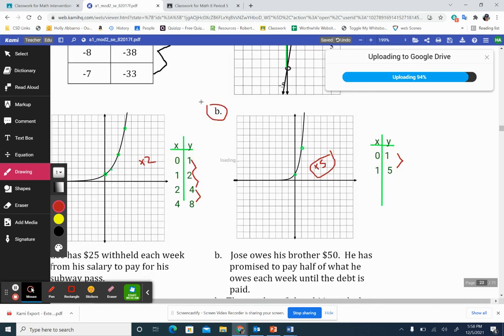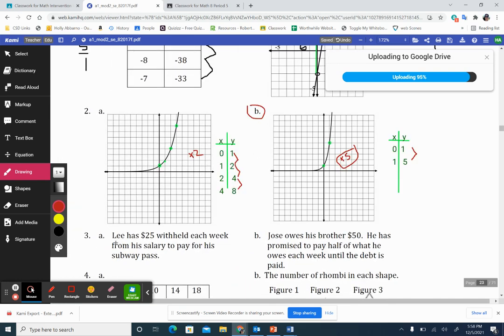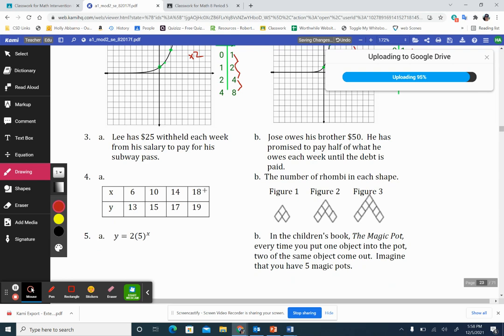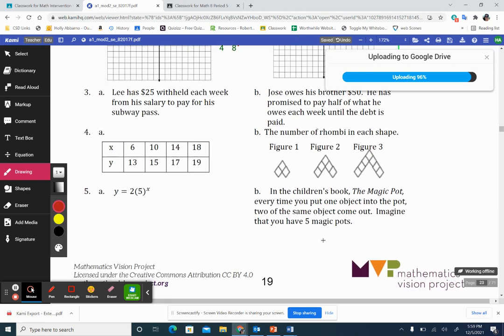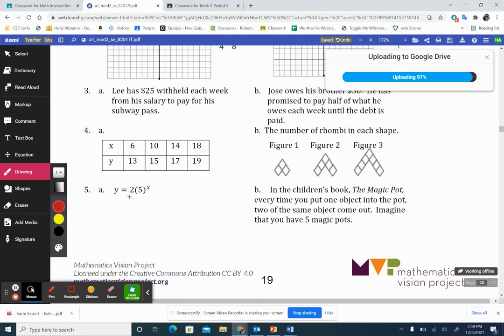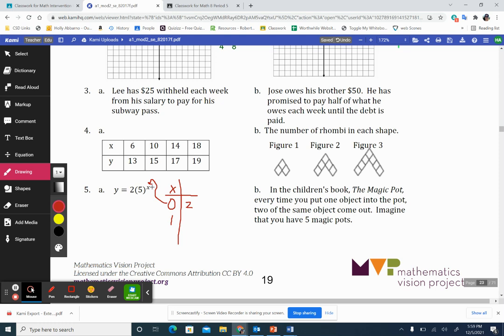You're going to work through 3. You're going to compare A and B, A and B, A and B. This one right here, remember, when in doubt, turn it into a table. So when x is 0, anything to the 0 power is 1, and 1 times 2 is 2. Then I'm going to plug in 1. 5 to the 1 is 5, times 2 is 10.